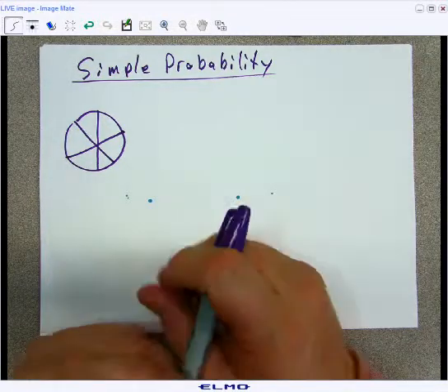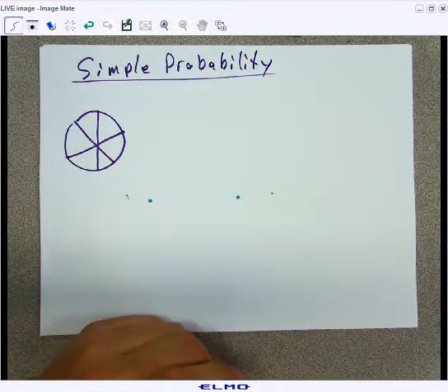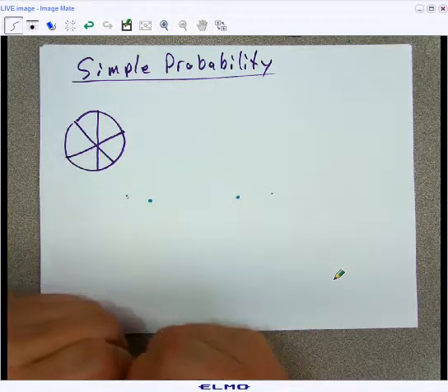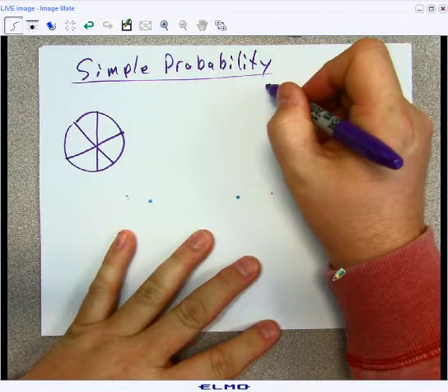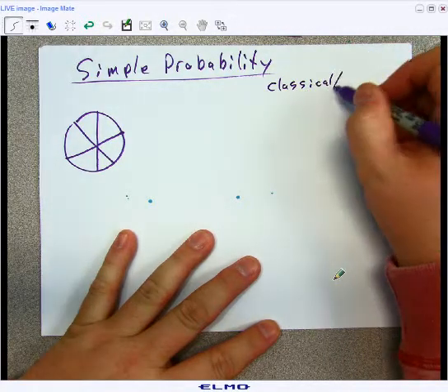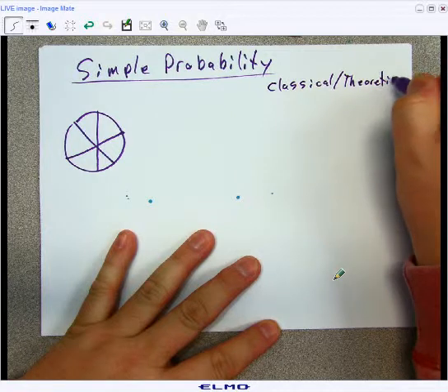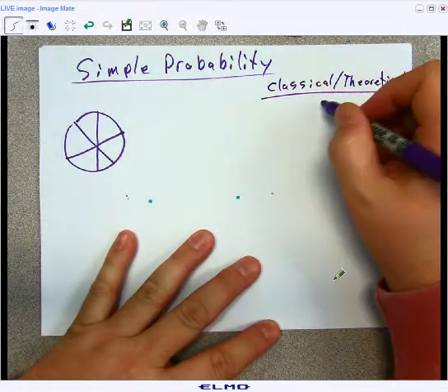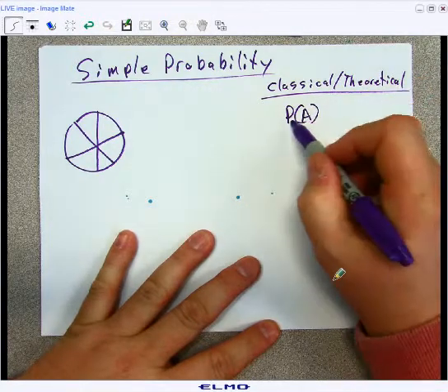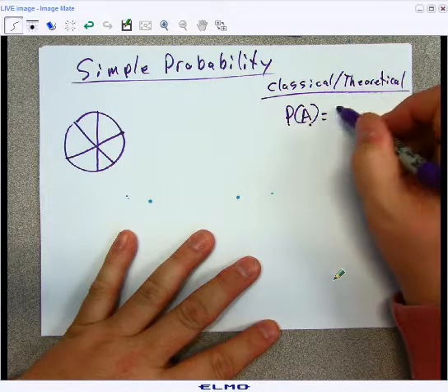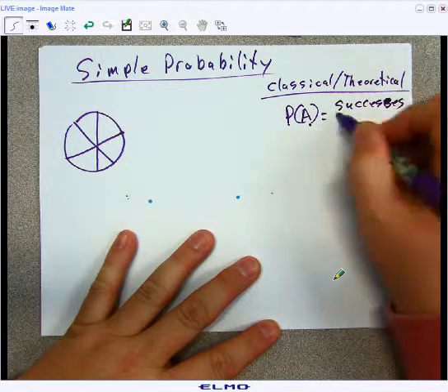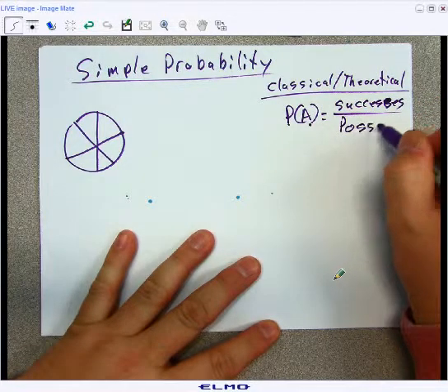Okay, ladies and gentlemen, let's talk about some simple probability. Simple probability is exactly what it says, the chances of something happening. What we have is classical or theoretical probability. Classical or theoretical probability is easily defined as P of A, probability of A happening, equals the number of successes over the number possible or total.